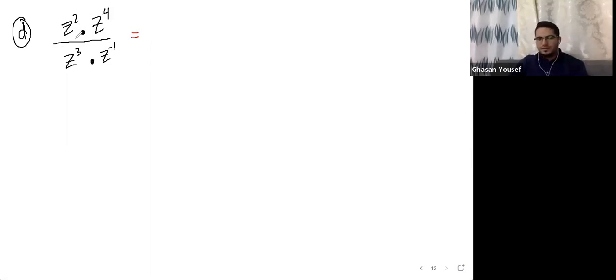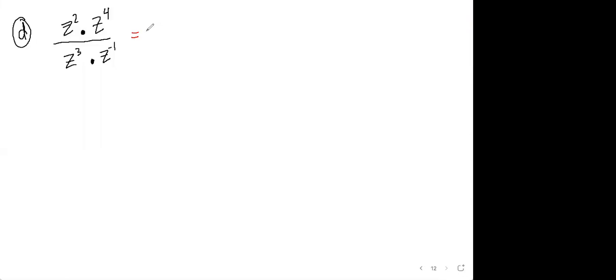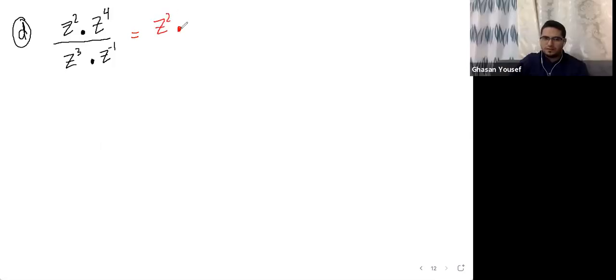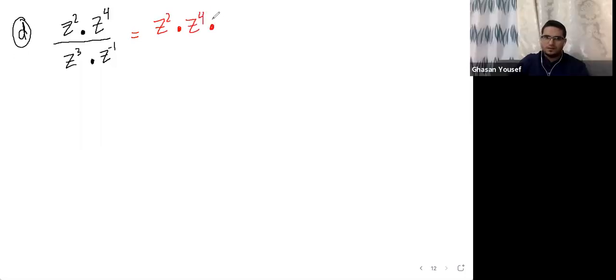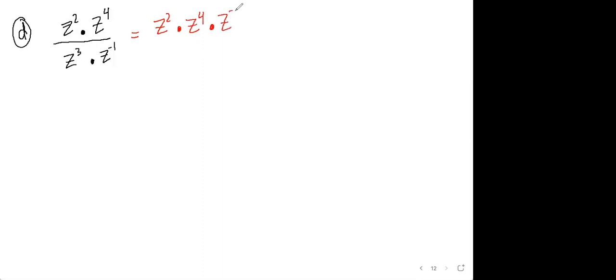So all of them are z. I have to combine all of them. So what do I have to do here? First you write the top and then you move the denominator into the numerator. So you can do z to the power of 2 times z to the power of 4, times z to the power of negative 3, exactly, times z to the power of 1.